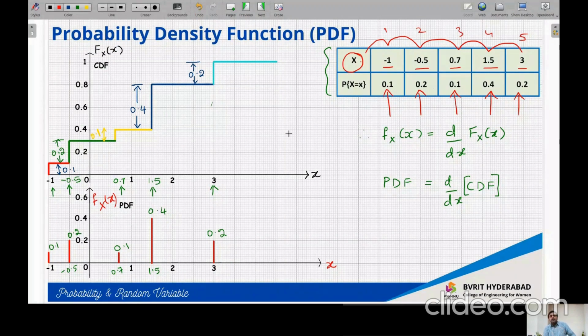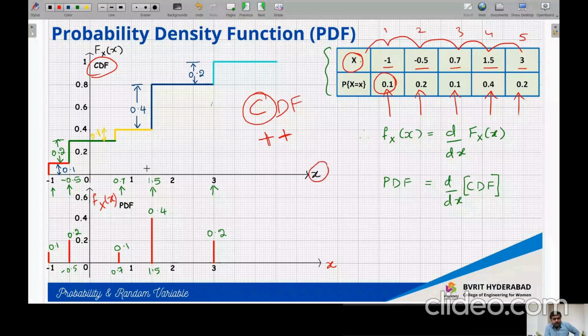Now, plotting the distribution function, you can see. Cumulative distribution function. Cumulative means we observe addition. Now, the first probability value is 0.1, and that should appear on the X scale at -1. You can see here I have -1 and I have represented the amplitude of 0.1. Can you follow my mouse pointer?